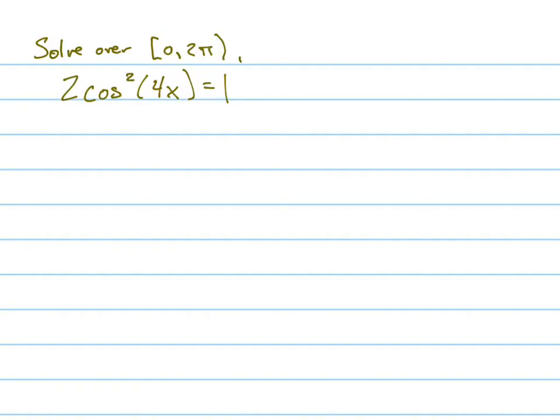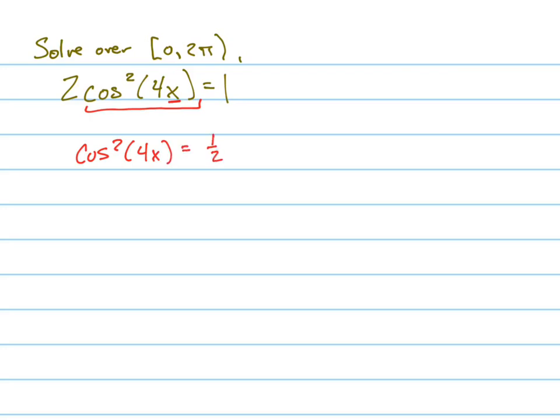All right, let's solve this trigonometric equation. So the first thing to do is to isolate the cosine. We're really trying to find out what x is, but first I've got to isolate this, so divide by 2. So I've got cosine of 4x equals 1/2.